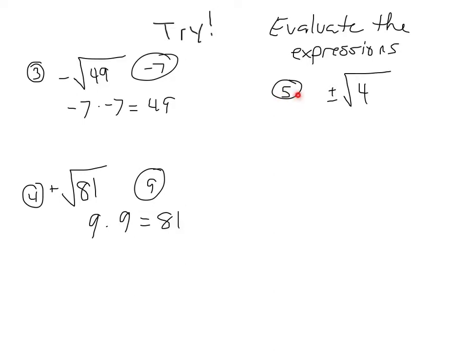And then lastly, number 5, all right, plus or minus the square root of 4. What is it asking? What positive number and what negative number times themselves get positive 4? Well, positive 2 times positive 2 equals 4. But negative 2 times negative 2 also equals positive 4. So what's our answer? It's both 2 and negative 2.